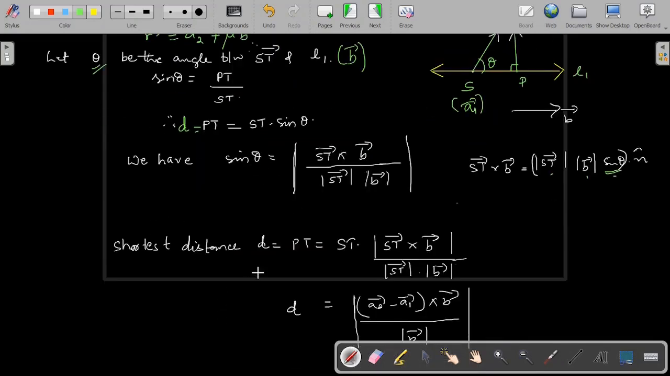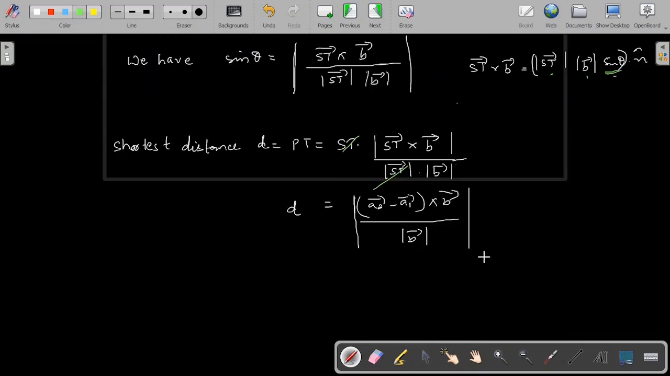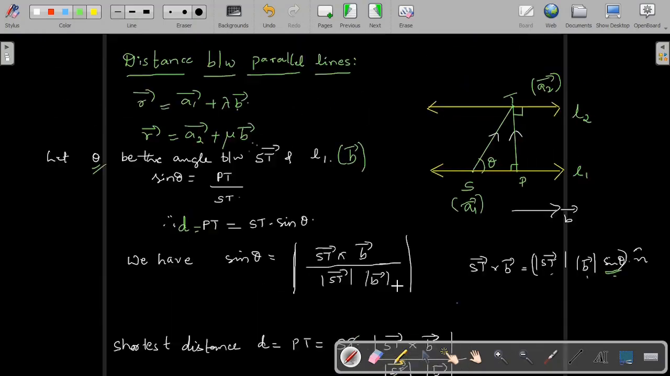Therefore the shortest distance D equals PT, so ST into sine theta, for which I got an expression in terms of the cross product. Substituting here, ST cancels. Then ST vector is given by OT vector minus OS vector, the position vector of the second point minus the position vector of the first point, which is A2 vector minus A1 vector, cross B vector, divided by the magnitude of B vector. So that's it. This gives you the distance between two parallel lines. The derivation is simpler compared to the distance between two skew lines.